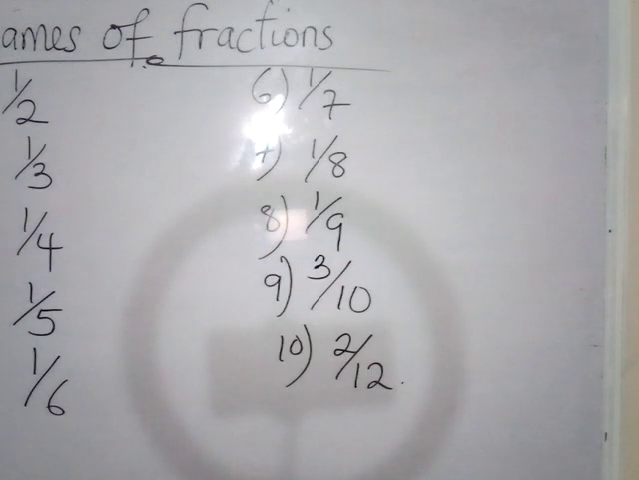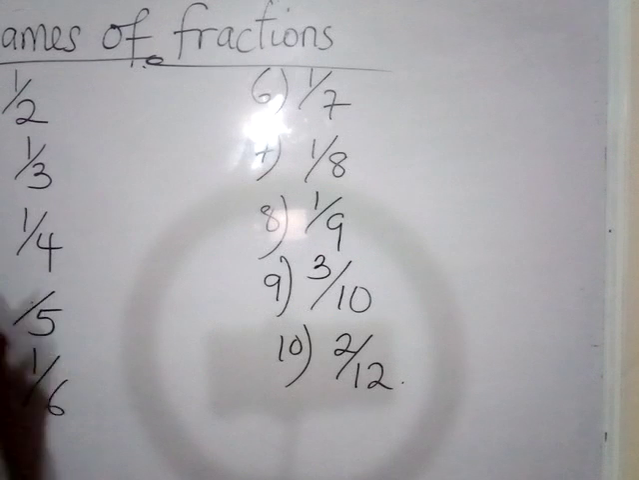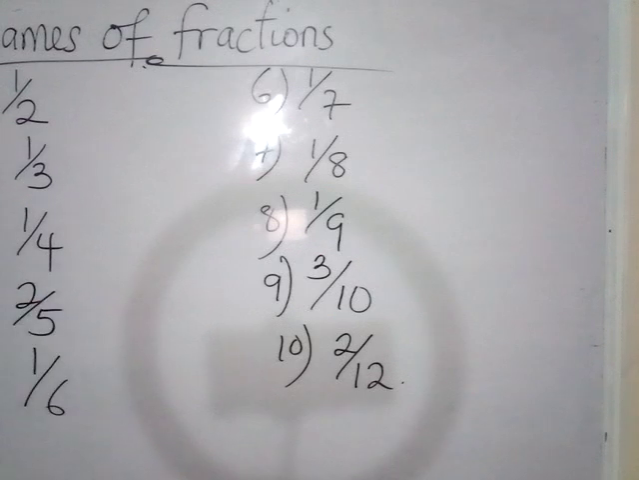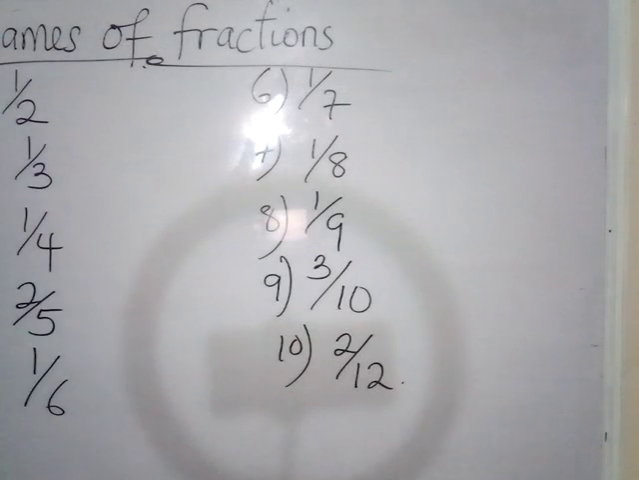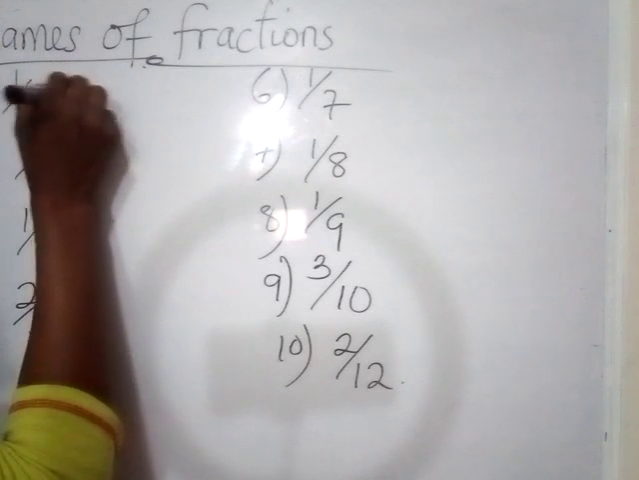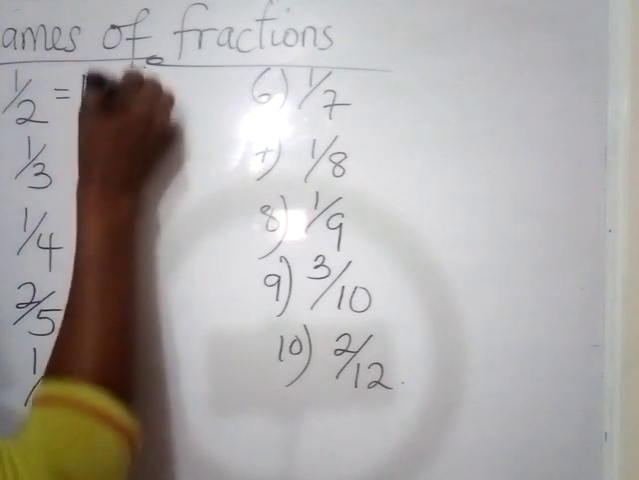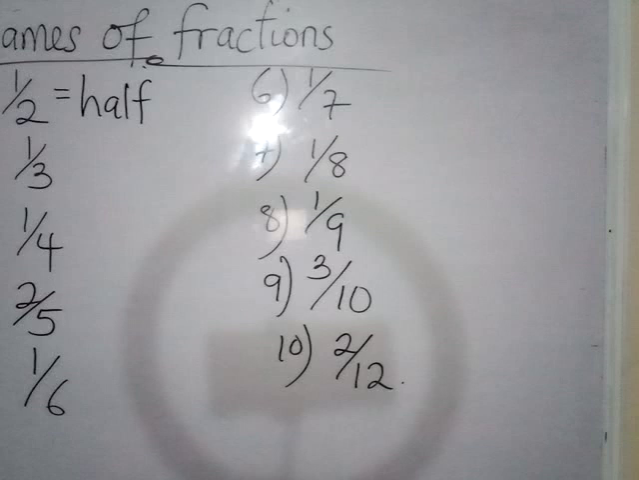Okay, let's just change some of the numbers so that we won't run into challenges or problems when we encounter different numbers from 1. All right, so the first one that we have here is the fraction 1 out of 2. The way we refer to this fraction is half. This fraction is called half. Sometimes we say 1 over 2, but the real name is half.